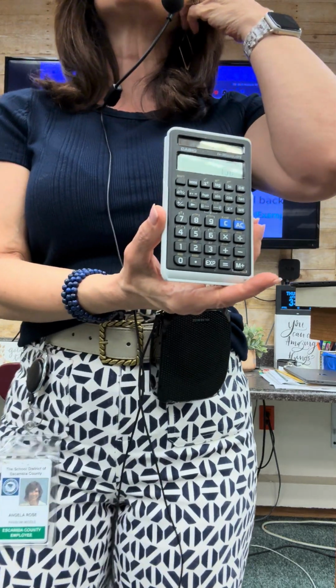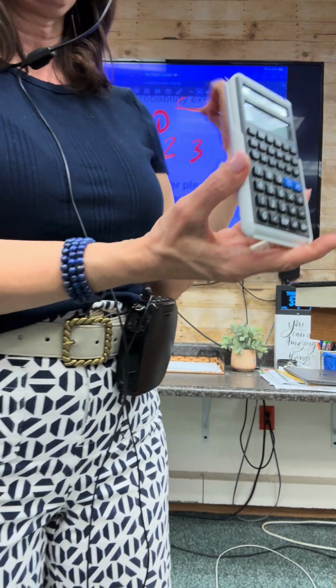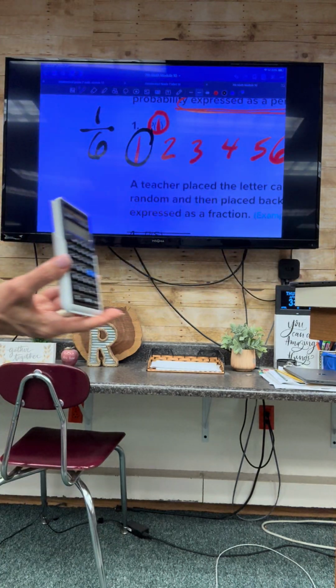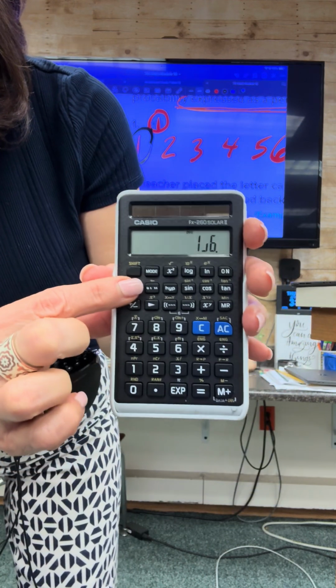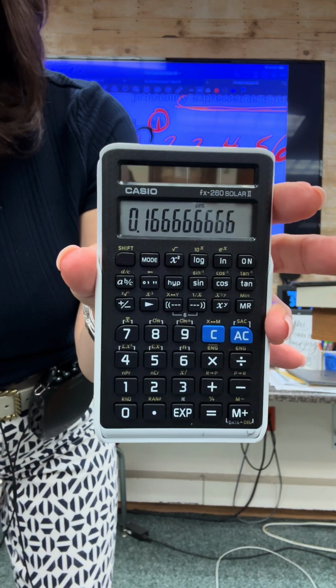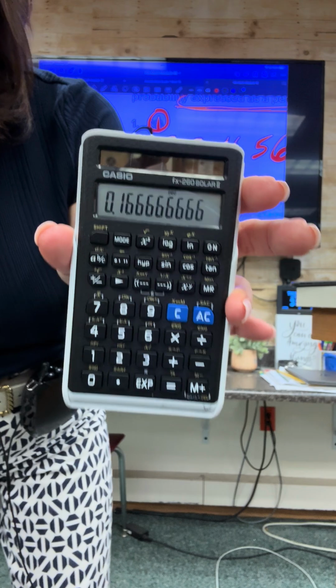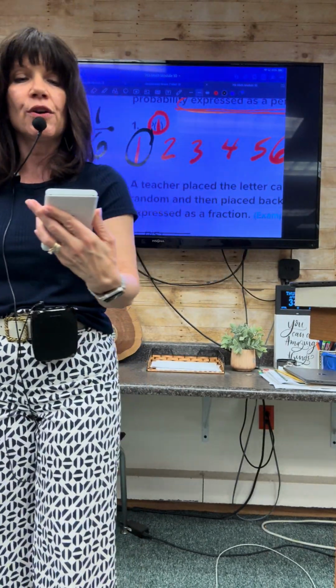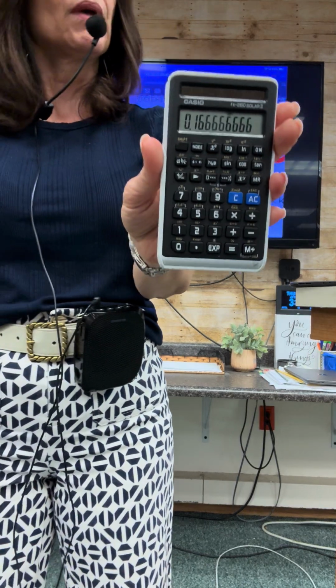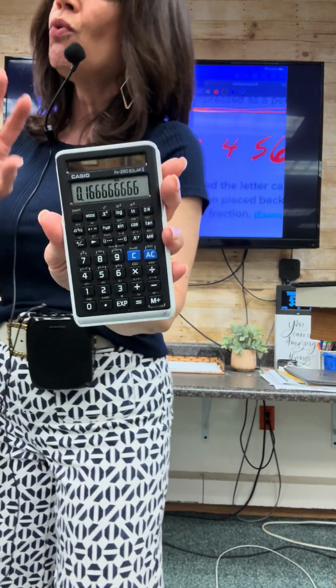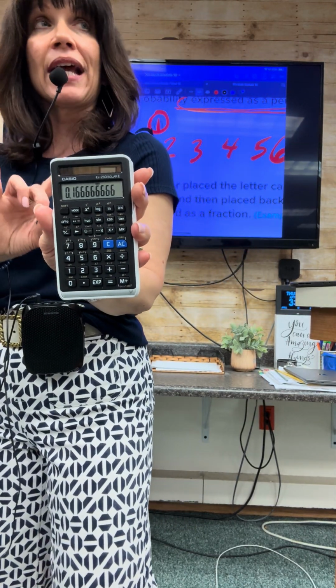Isn't that wonderful? Now, here's the really exciting part. You will tap the ABC key again, and it will magically turn into the decimal. Do you see 0.1666666? It keeps going.